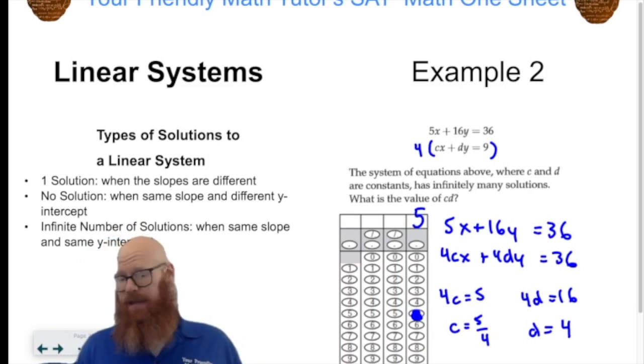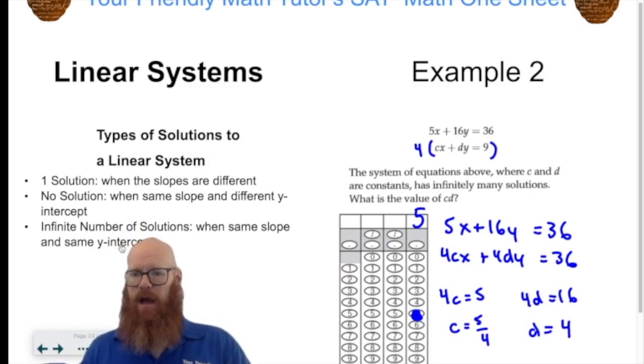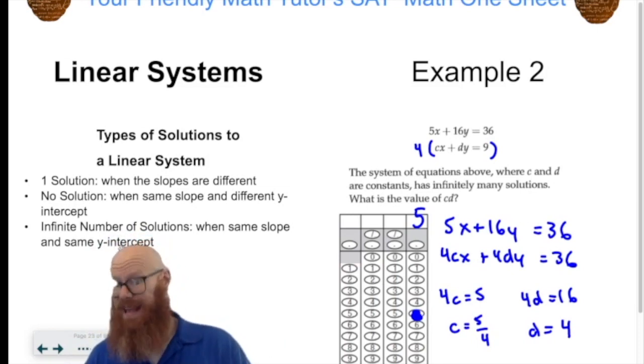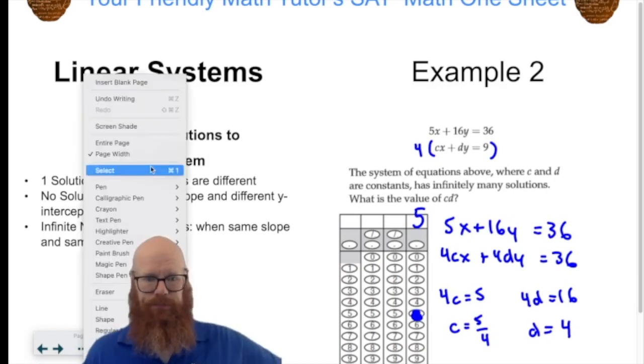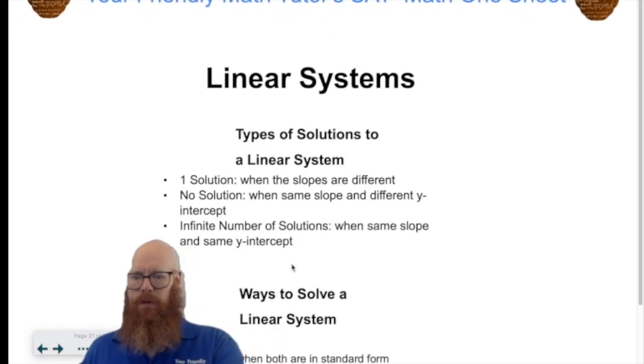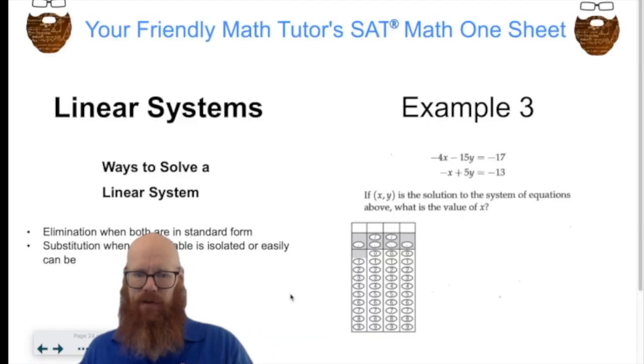So that's, again, just how I chose to attack these problems. But that's how we can figure out constants if there's either no solutions or possibly infinite solutions. All right, let's keep it moving to ways to solve a linear system.